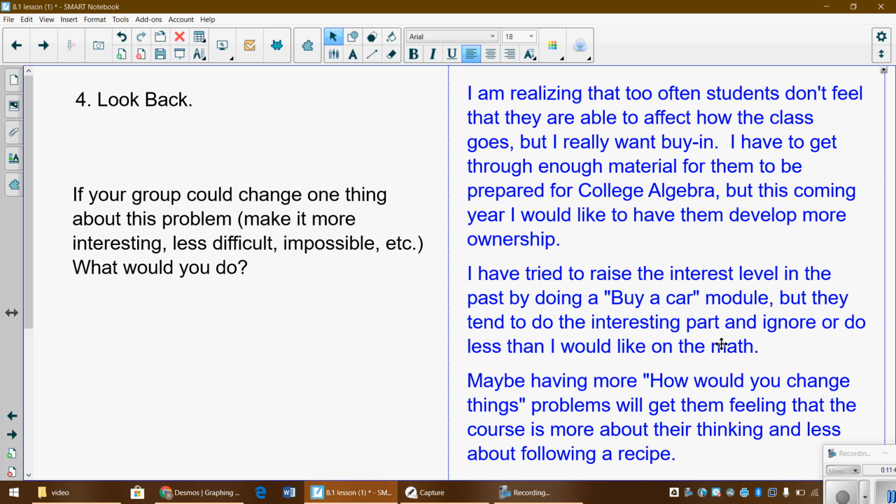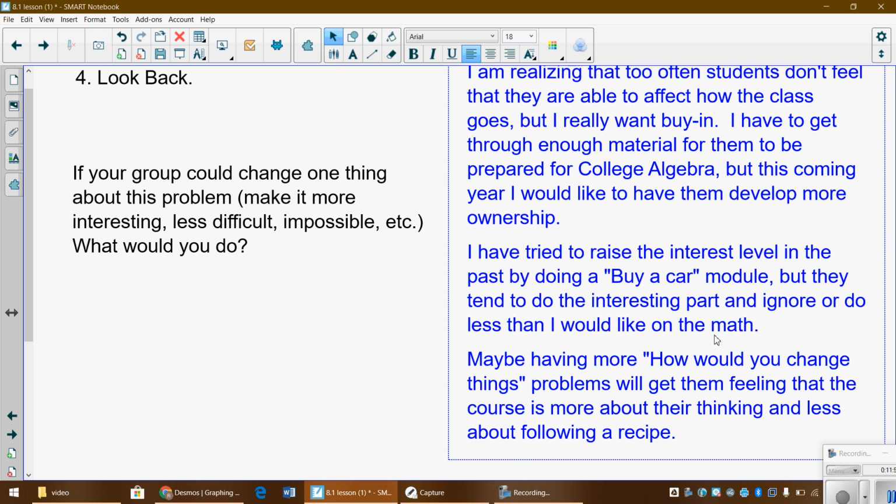and how payments work. We don't do geometrics in this class, but trying to figure out what's going to be a good idea for a reliable vehicle or one that you look good in and how much interest you'd be paying. Anyway, I had hoped they'd be interested, but they don't typically. Maybe we'd have more, how would you change things problems to get them feeling that the course is more about their thinking and less about following a recipe.